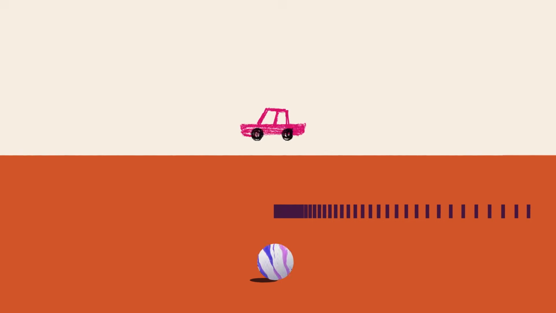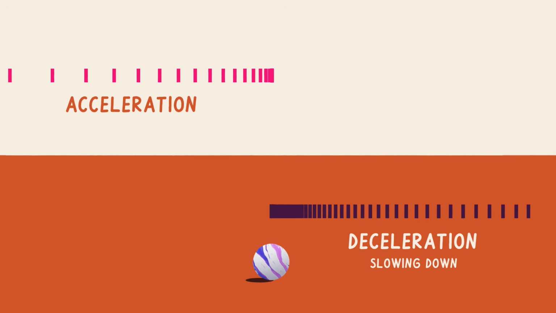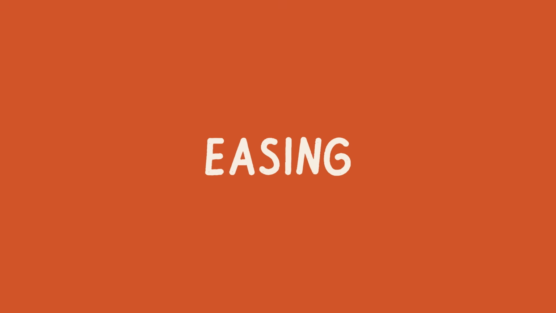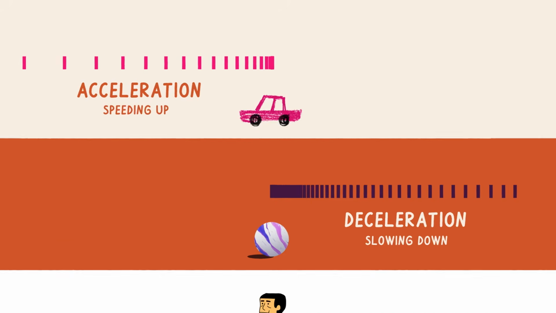As you probably remember, spacing that gets closer and closer together like this is called deceleration and shows an object slowing down. And spacing that gets further and further apart is called acceleration and shows an object speeding up. Animators sometimes call acceleration and deceleration easing. So the important takeaway with acceleration and deceleration is they require some sort of force to be happening, and that force needs to be greater than any of the other forces at play.